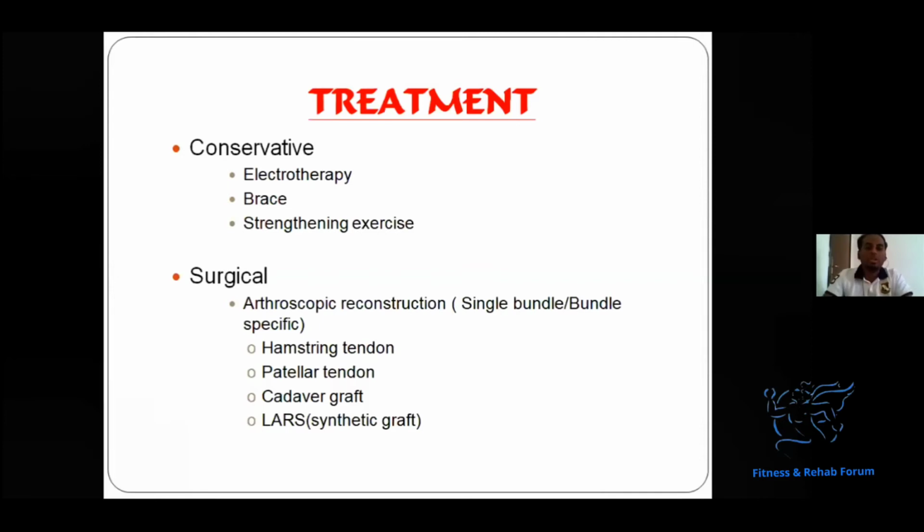For example, if a player is able to return to sport 5-6 months post-op, he can return a little earlier, maybe 3 or 4 months. So it depends. And after the reconstruction, the grafts they use are hamstring tendon, patellar tendon, cadaver graft, and synthetic graft. Here we mostly do hamstring tendon. It's quite easy to get back to the sports.